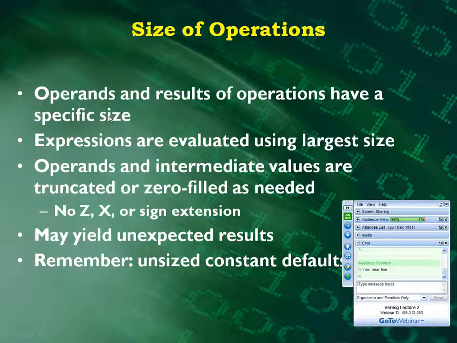Operands and results of operations have a specific size. Also, expressions are evaluated using the largest size. Remember these two rules real carefully as we go on with the next examples. Operands and intermediate values are truncated or zero filled as needed. No Z, X, or sign extension.